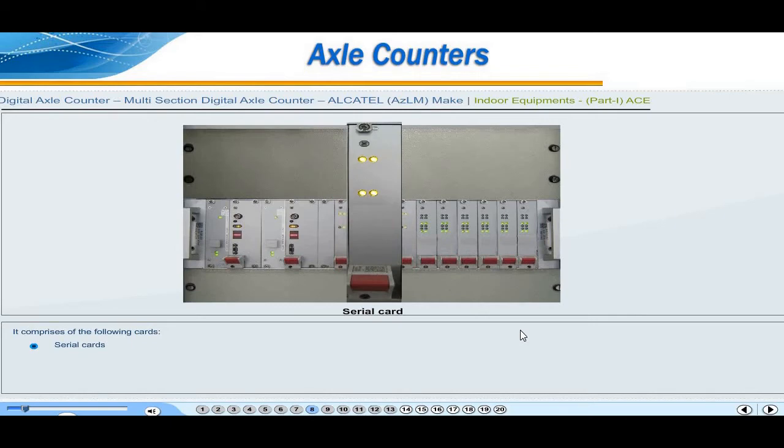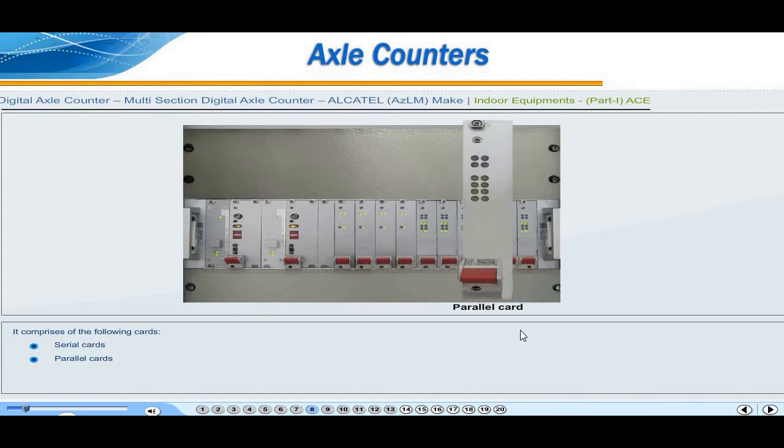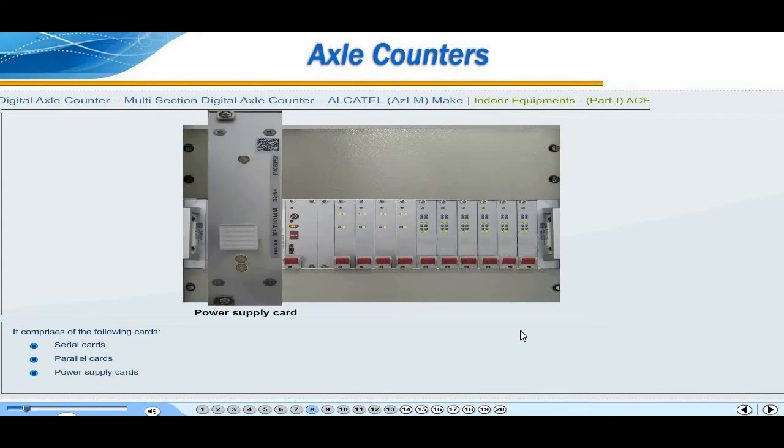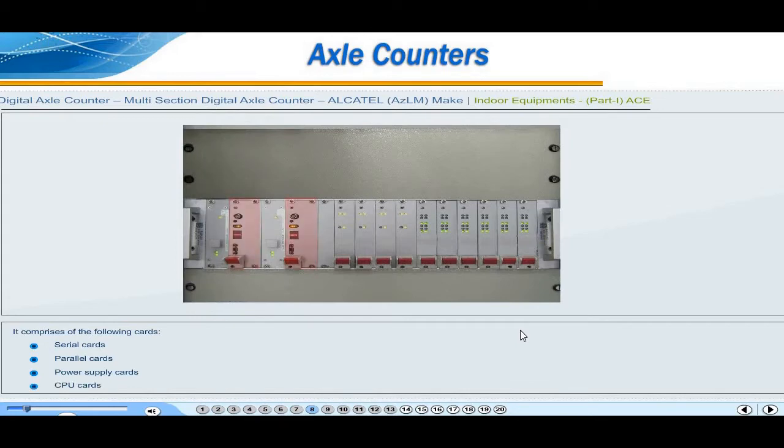Serial cards, parallel cards, power supply cards, CPU cards.